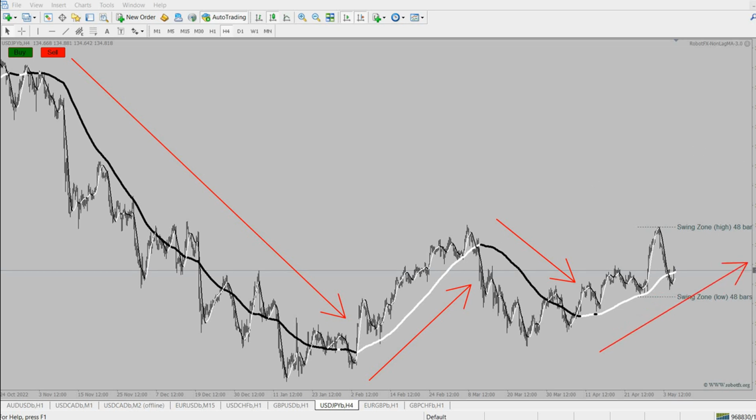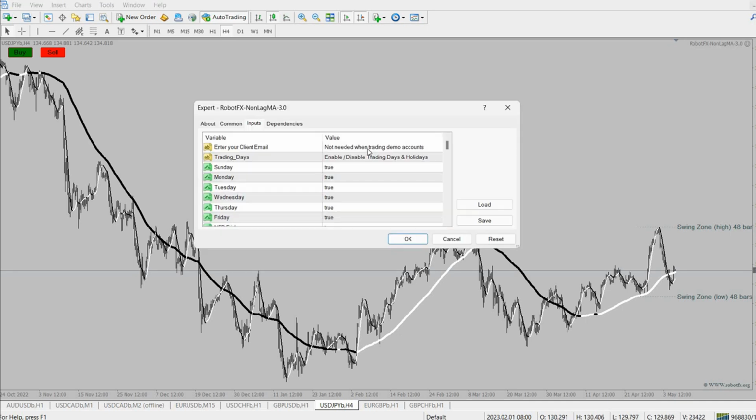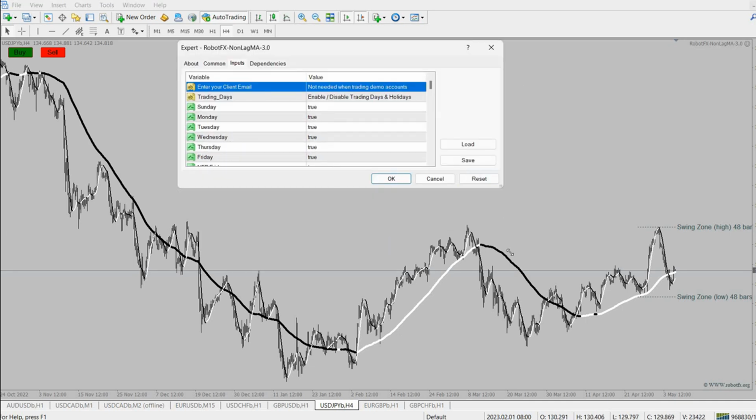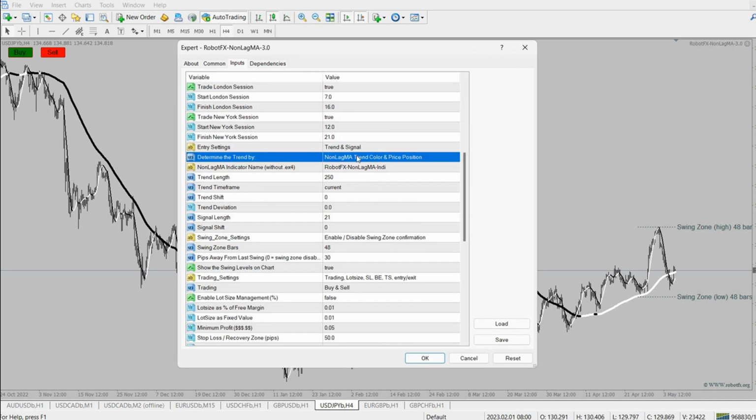With that being said, there are three ways that the expert advisor determines the trend, and one of them is the NonLagMA indicator or the trend detector color. You'll find this in the expert advisor settings right here. Determine the trend by trend color, price position, or trend color and price position.